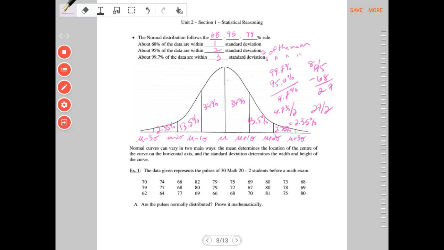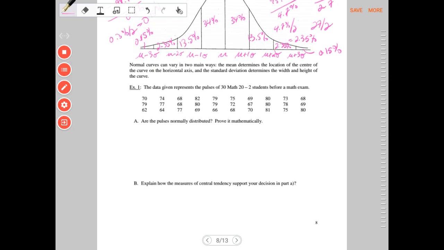The last little bit represents 100% minus 99.7%, which leaves us with 0.3%. Again, that's divided between both sides, so 0.3% divided by 2 equals 0.15%. So that goes in here, and in here. If we add up all these percentages, they should add up to 100. Okay, let's have some fun with this.